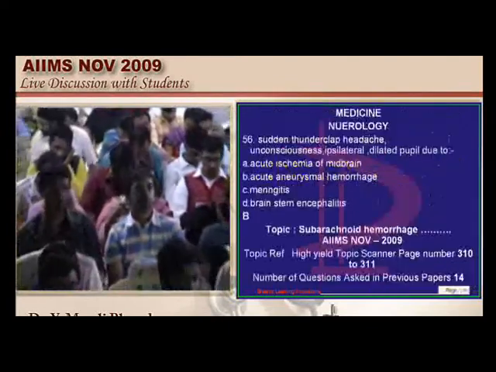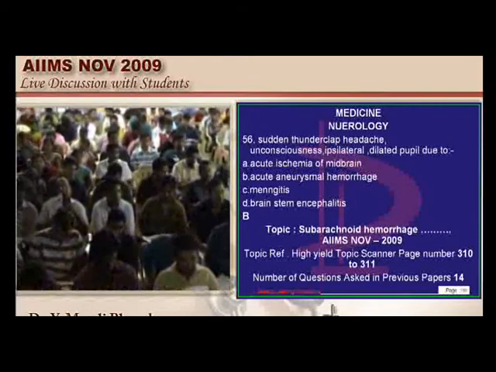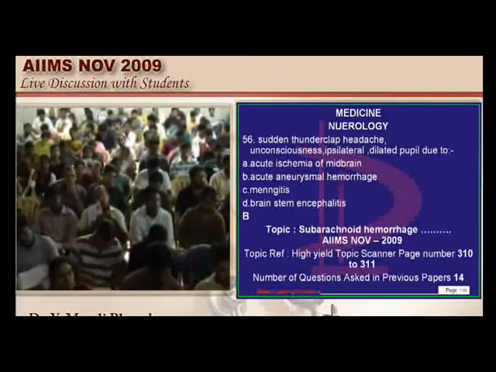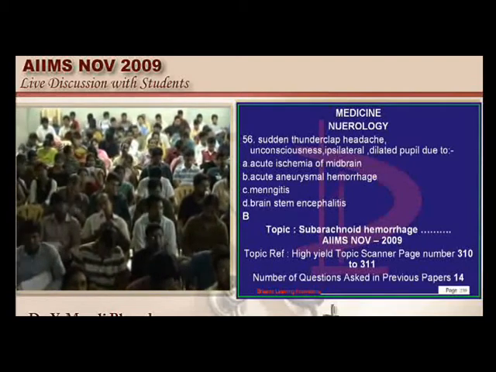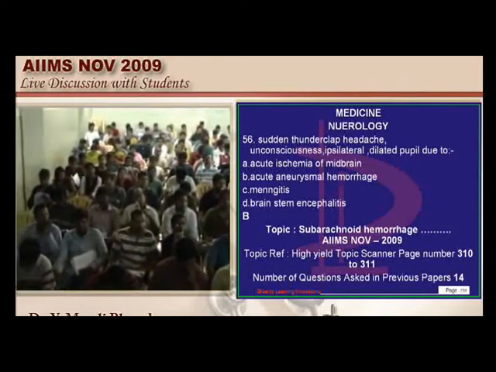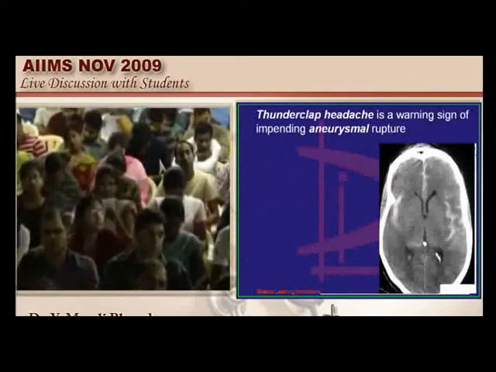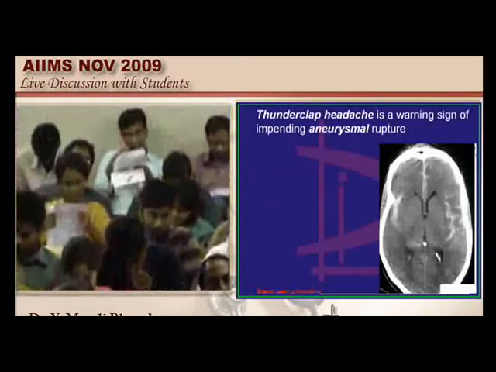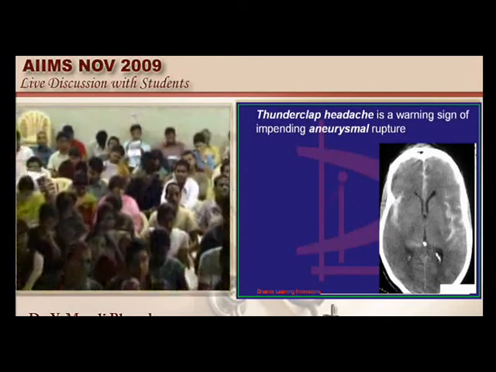Now, without a question on subarachnoid hemorrhage, or intradural, subdural and extradural hemorrhage, there is no question paper at all. So the same thing: a sudden thunderclap headache with an ipsilateral dilated pupil is because of an aneurysmal rupture leading to the development of intracranial hemorrhage. That is what needs to be remembered.